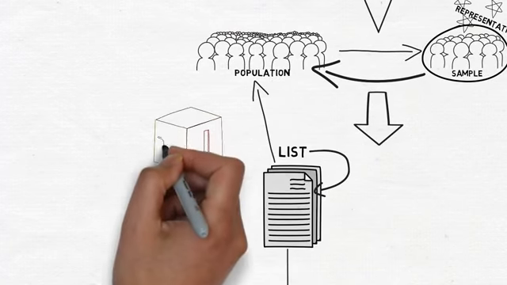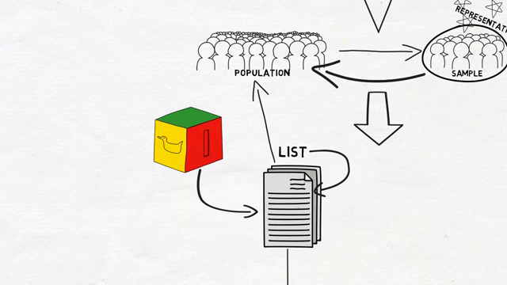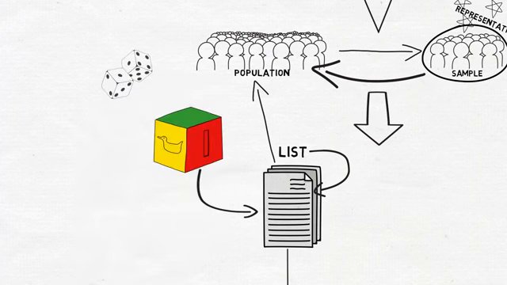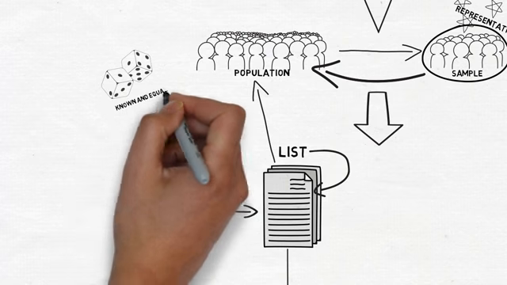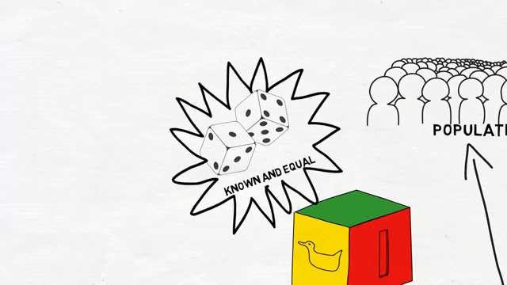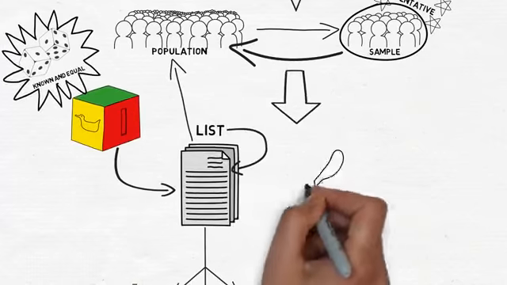The key for SRS is that we need to devise a way to select from that list our sample that ensures that everybody has a known and equal chance. That is, that it's completely random. This can be accomplished in a remarkably simple way.